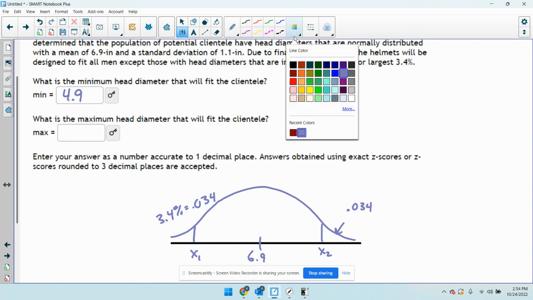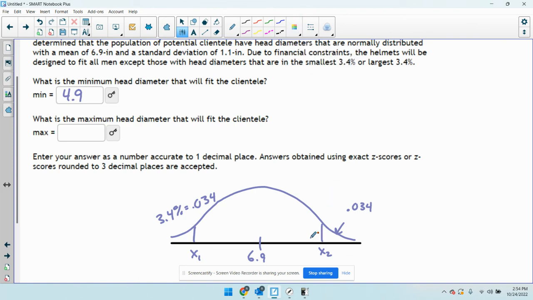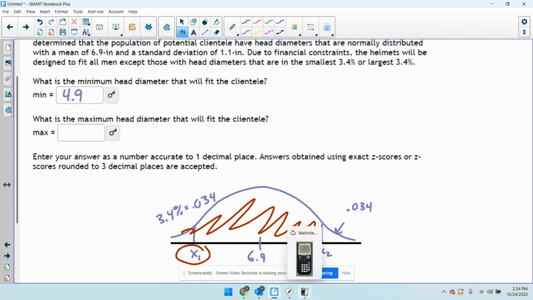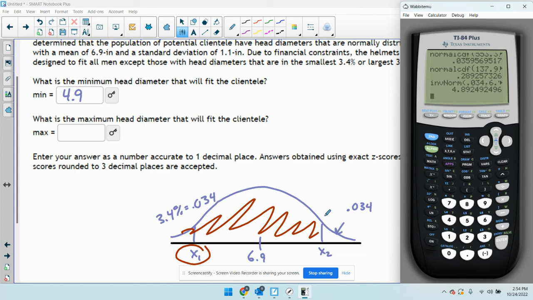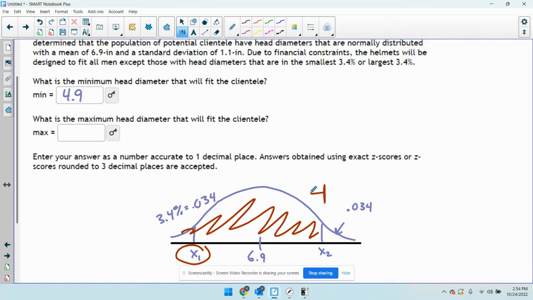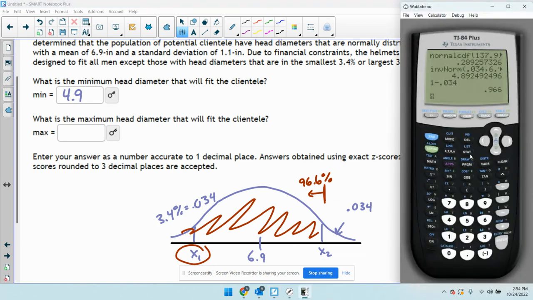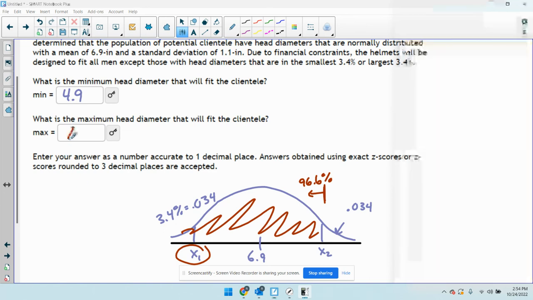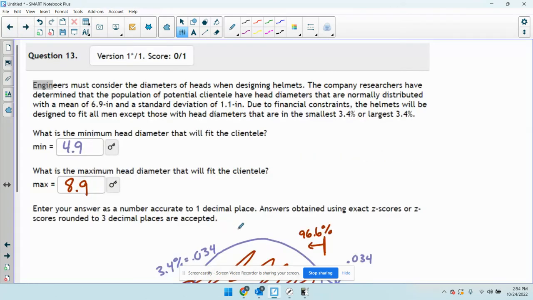So now I'm going to find X2, but remember I told you that when you do this, it asks for the area and it wants the area to the left. So if you put in 0.034 again, you're going to get this value. So instead, we're going to do what is 100 or 1 minus 0.034. We get 96.6. That means if there's 3.4% above this, there's 96.6% below it. So when I do second distribution inverse normal, I'm going to plug in 0.966 and everything will be the same. So my larger head size will be 8.9. Okay, and that should get you started on some of those questions.